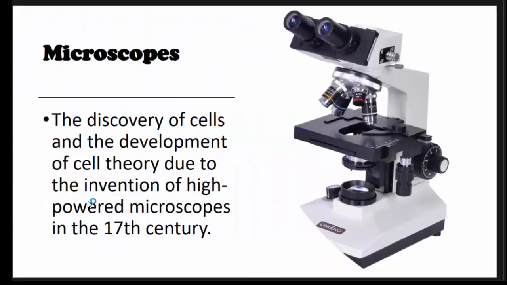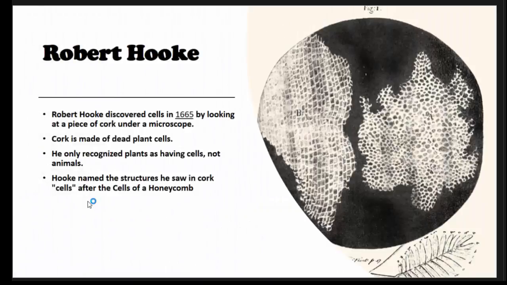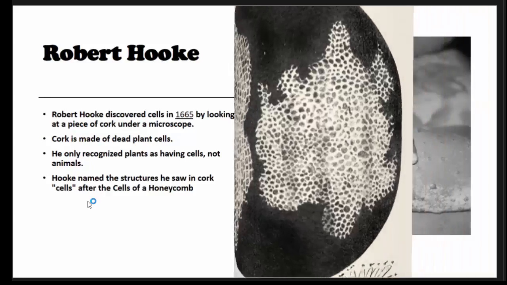The discovery of cells and the development of cell theory was largely due to the invention of high-powered microscopes in the 17th century. Robert Hooke discovered cells in 1665 by looking at a piece of cork under a microscope. Cork is made up of dead plant cells. He only recognized plants as having cells, but not animals. Hooke named the structures he saw in cork after the cells of a honeycomb.